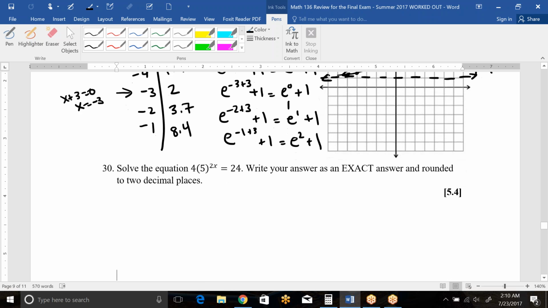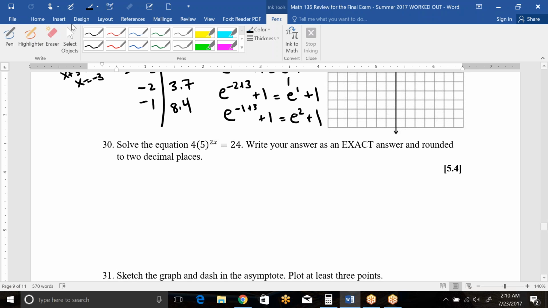Number 30, to solve this equation, we have 5 and 24 and 4, which is kind of distracting. But we have all these bases that are not the same. So I don't think I'm going to be able to get the same base and drop them and then set the powers equal. I could try to isolate that 5 to the 2x, and I'm going to do that by dividing the 4 over, and that gives me 5 to the 2x equals 6. Again, 5 and 6 never will have the same base.